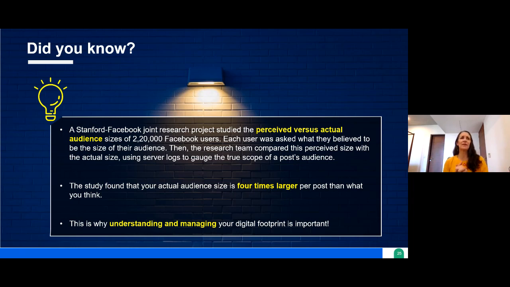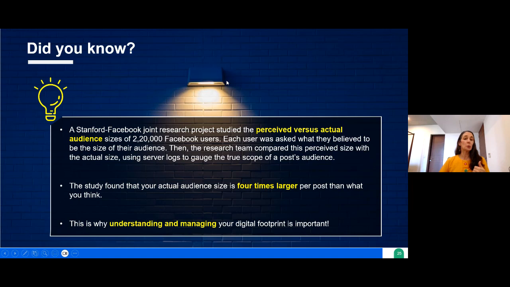You think, oh, I have 200 friends, they're the ones who will see my post. Well, no. By the time the post gets liked and commented and potentially shared, your actual audience could be much, much larger, which is why understanding and managing your digital footprint is so important, because sometimes it's people you have no idea who they are, and yet they're seeing things about your life.